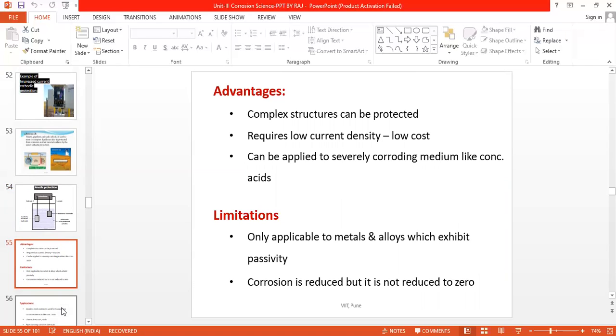But the limitations are, it is applicable only to the metals and alloys which exhibit passivity, which can be passivated, not all the elements from the galvanic series. And second limitation, corrosion is reduced, but it is not reduced to 0%.